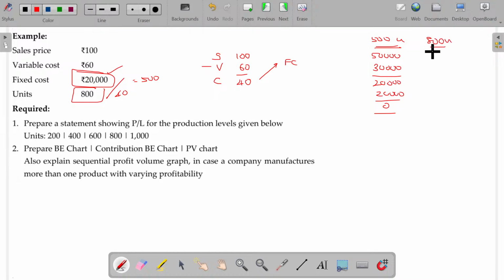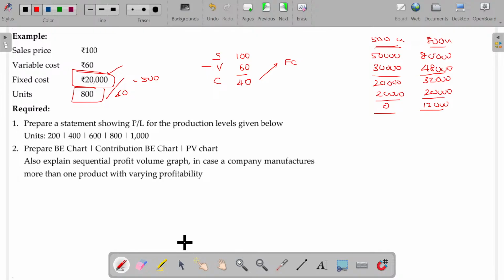So what about the overall sales revenue? 100 rupees per unit for 800, 80,000 rupees is the sales revenue. And variable cost being 60 into 800, 48,000. And your contribution being 32,000. So out of the 32,000 of contribution, your commitment of paying the fixed cost 20,000 is settled. Balance left with you is 12,000 rupees in your pocket. This is your profit.